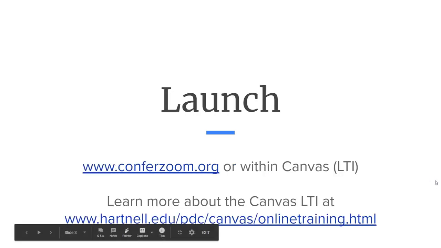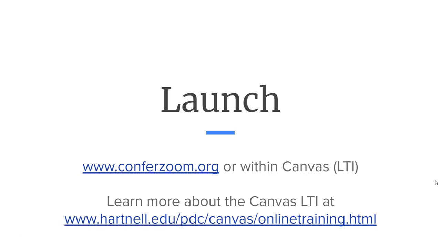So once you have your ConferZoom account registered, then you'll be able to create meetings. And it's very, very easy to set up a meeting. You can go to ConferZoom.org, which I'm about to show you what that looks like. So you go to ConferZoom.org, and then you'll be able to create a meeting. And you'll be able to set all these specific settings based on how you want your meeting to go.